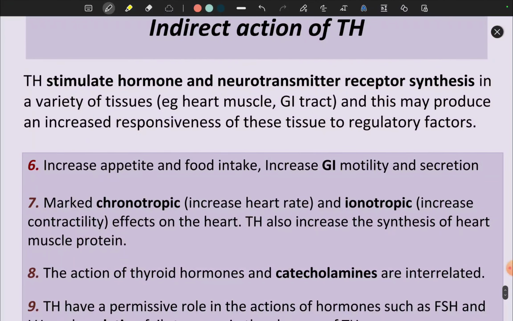But thyroid hormone also has indirect action on all cells of the body, as we said, on most of the tissues of the body. It increases metabolism. It has an effect on the heart muscle.